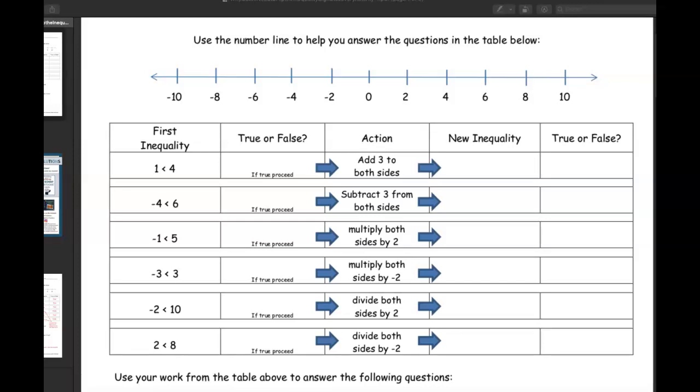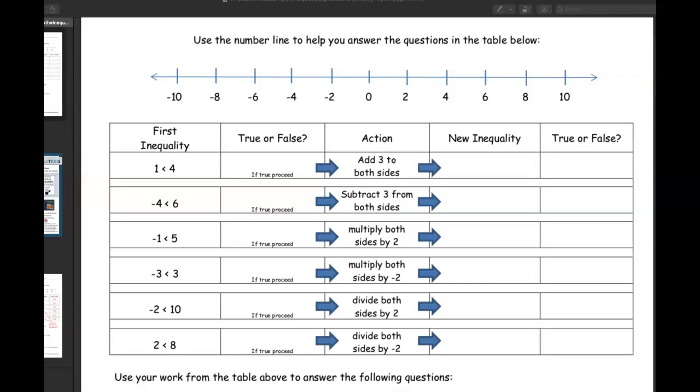At the top, it says, why do we need to flip it? Use the number line to help you answer the questions in the table below. So your first inequality is 1 is less than 4. Is 1 less than 4? Yes. So it's true, so I proceed to the next one.